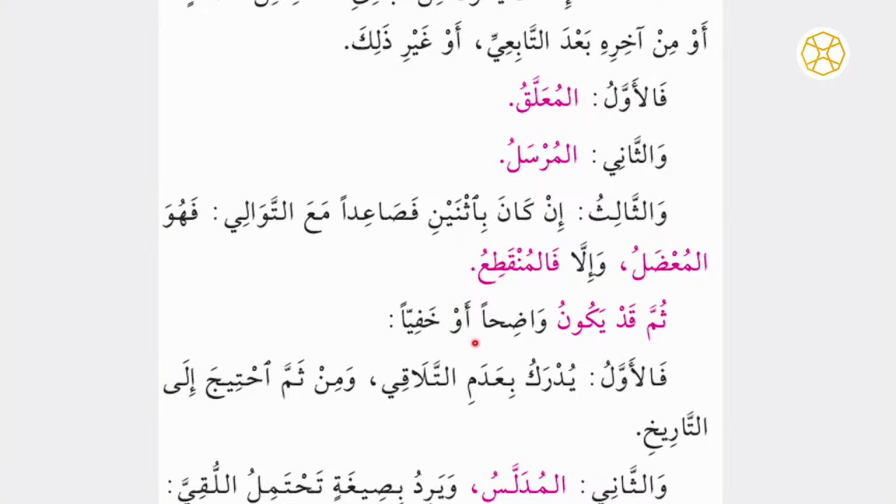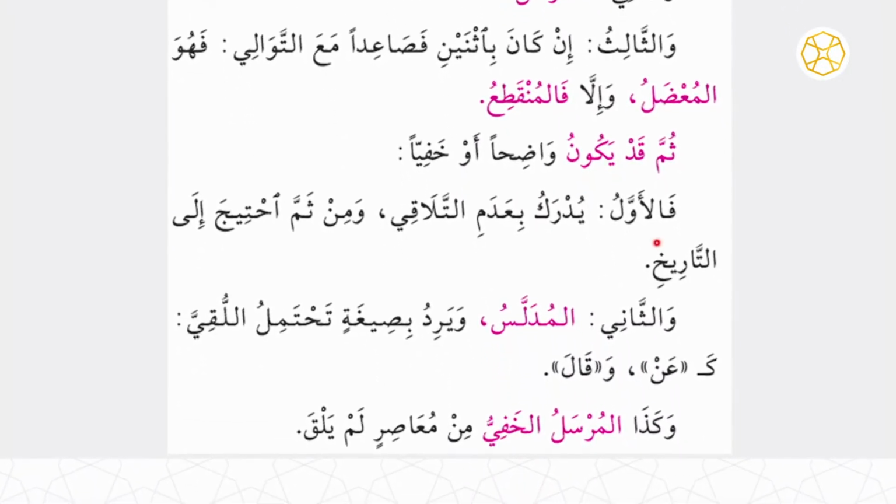These discrepancies or missing links in the chain could either be واضحا, clear, أو خفيا, or they could be hidden and difficult to detect. فالأول, the first type, which is clear and apparent, يدرك بعدم التلاقي, that can be perceived by understanding that the transmitters have not actually met one another. ومن ثم, and thus احتيج إلى التاريخ, to understand that they have not in fact met one another, you would have to resort to dates. You would have to resort to the birth dates and the death dates of the scholars in order to determine, was it possible for them to have met or was it impossible for them to have met.